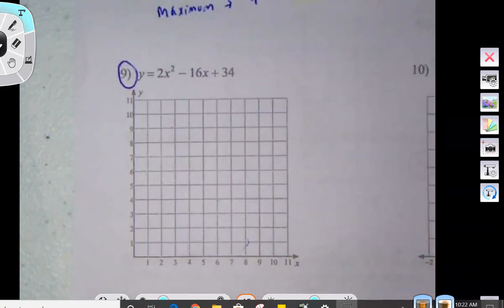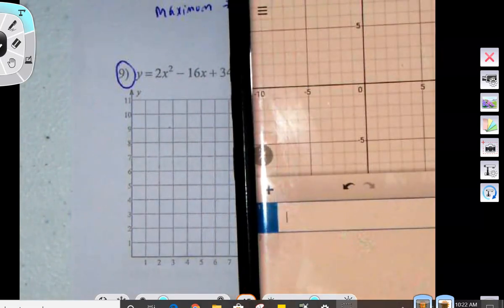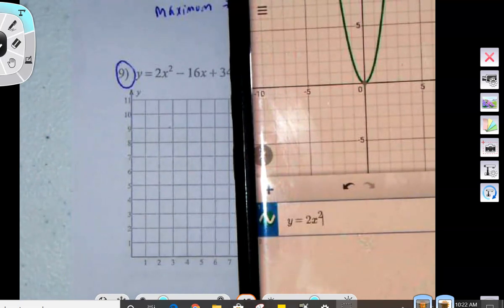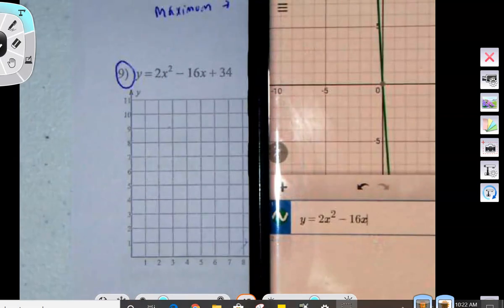Okay, so then the last one on the second page, we have number 9 that we're going to look at. Again, we can use Desmos. If I go ahead and plug that in, we have y equals 2x squared. This one's not going to open down because there's no negative out in front of that. Minus 16x, and then we have plus 34.